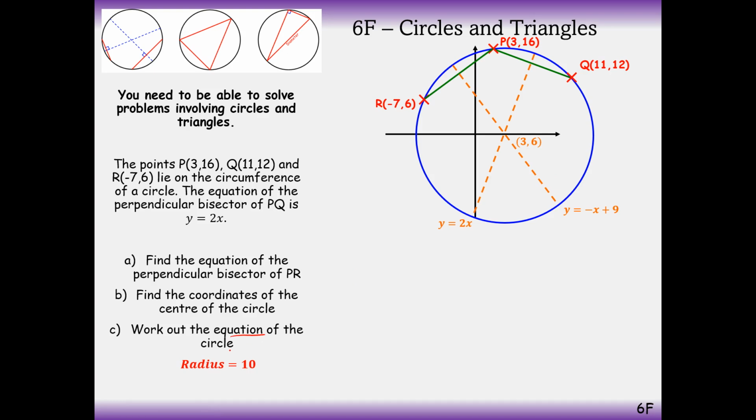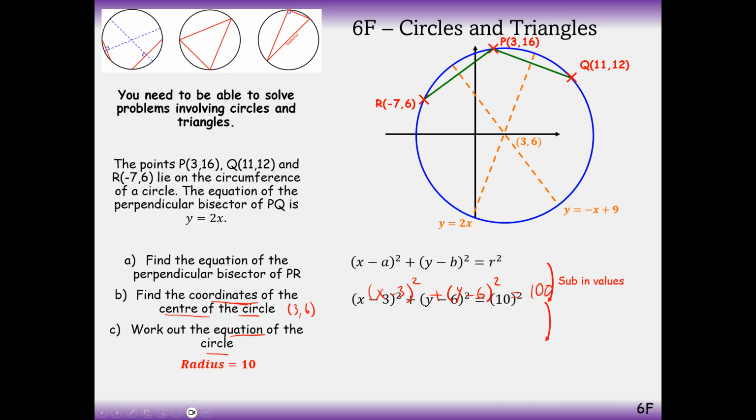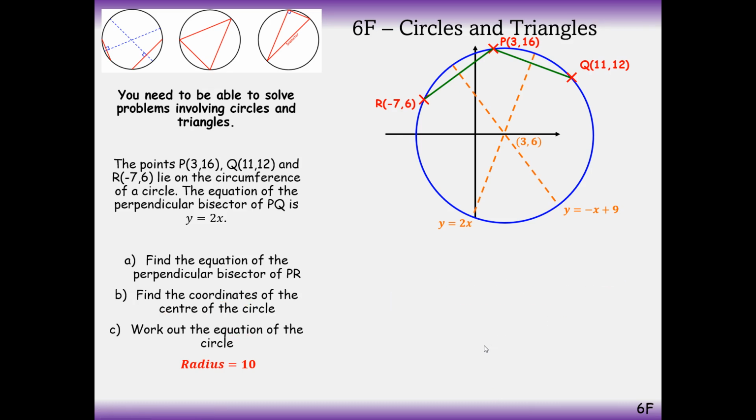Finally, we know everything to write the equation of the circle, because part C was saying figure out the equation of the circle. Part B was asking us to figure out the center of the circle, and we did that. The center was 3, 6. So we write x minus 3 squared plus y minus 6 squared equals 10 squared, which is 100, and that's it. That's the equation of the circle.